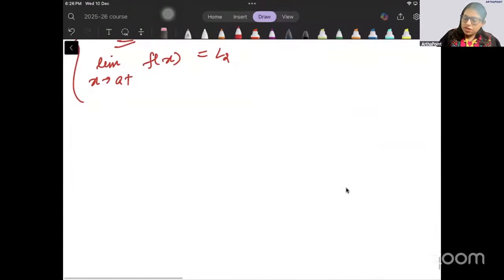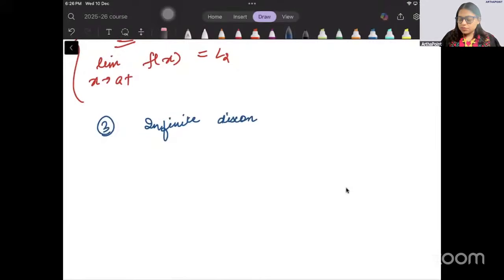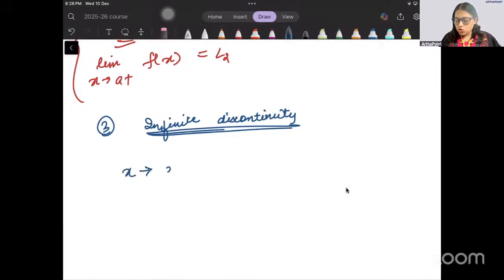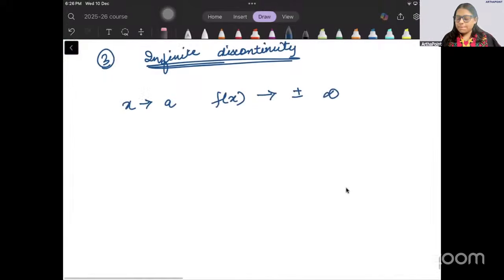Now, the third one that we may have is infinite discontinuity. Infinite discontinuity means that as your x goes towards A, f(x) may go towards plus or minus infinity. Once it may go towards plus infinity, the other time it may go towards minus infinity. That means you may have vertical asymptotes, right? Something like this.